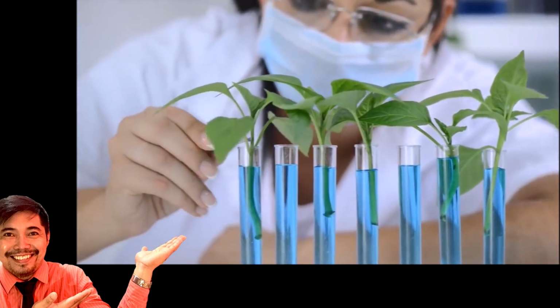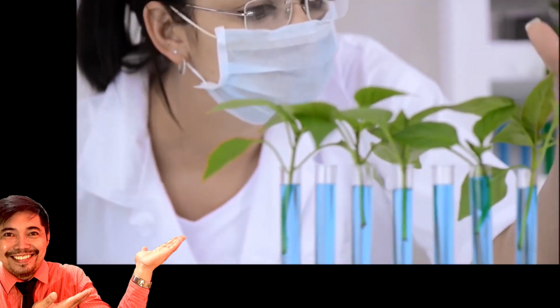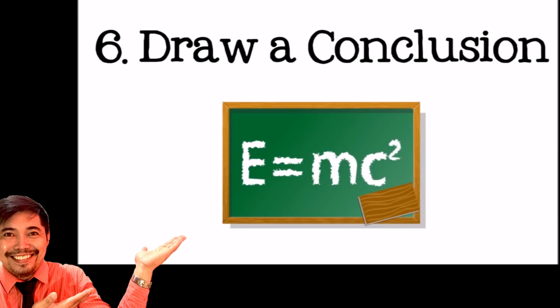All right. Once you have completed your experiment, you analyze your data. All right? You analyze the result of your experiment and try to figure out what happened. Finally, using your data, you can draw a conclusion, and if your conclusion did not support or agree with your hypothesis, that's okay. It doesn't mean that it was a bad experiment.